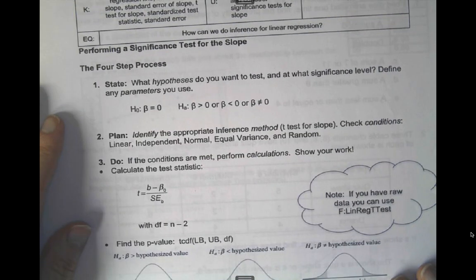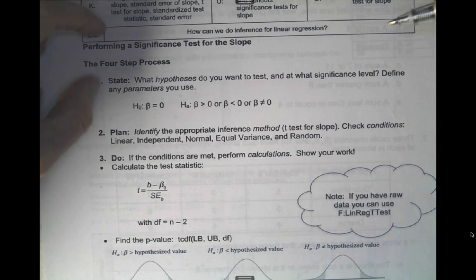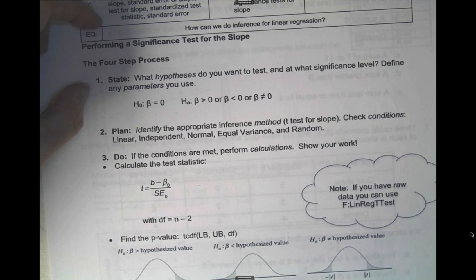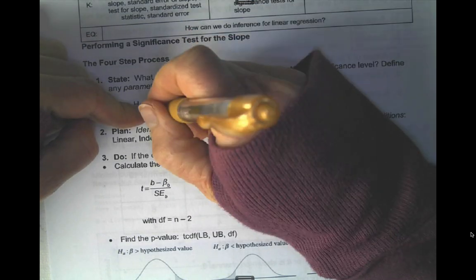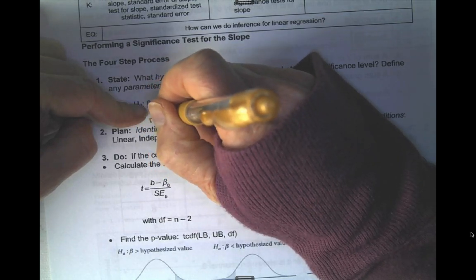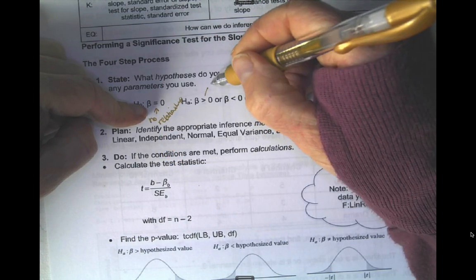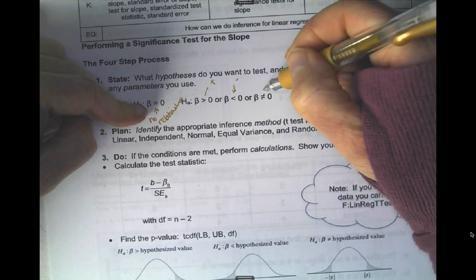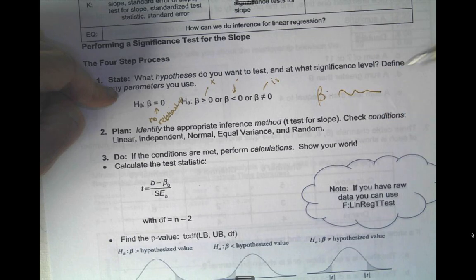All right, this lesson right here. So we're just continuing. We did confidence intervals yesterday. So now we just want to do the significance test. We're going to stick with H0 being beta is equal to 0, which means basically no relationship. And then the alternative would be that there's a positive relationship, that there is a negative relationship, or that there is a relationship. Just like before, you're going to want to write out what beta is, okay?